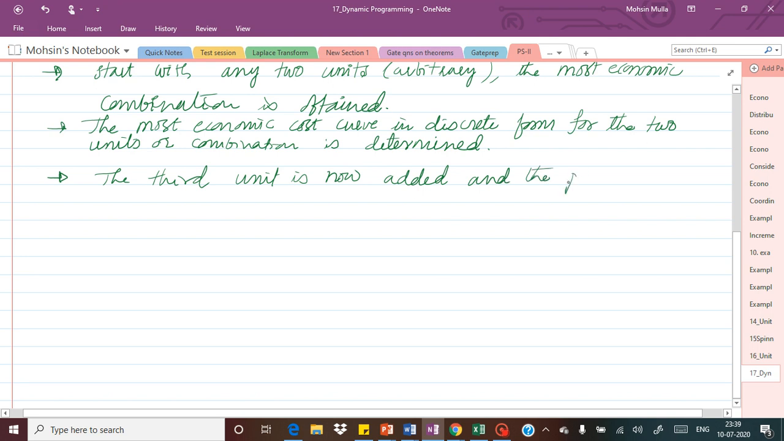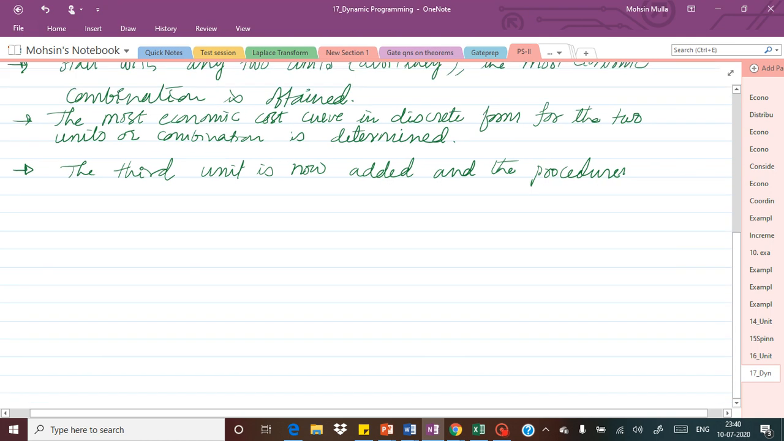The procedure is repeated means what? We load the combination using different loading values, like adding 50 megawatt each time above their minimum capacities, and from there we will be able to determine the economic values. That is, in what combination they need to be loaded to get the minimum cost of production. We will see that in a bit with the help of an example, and the same procedure is repeated.